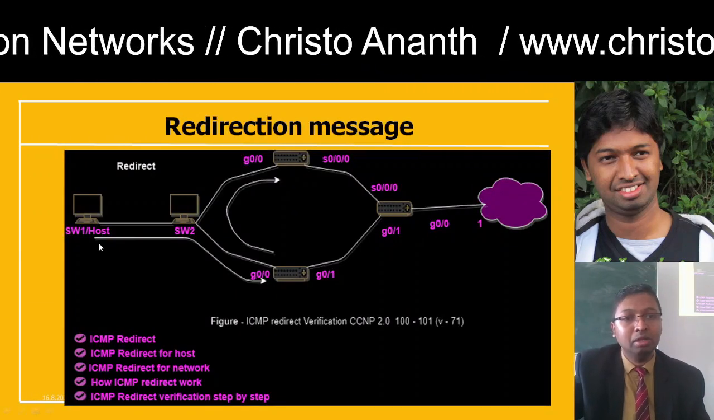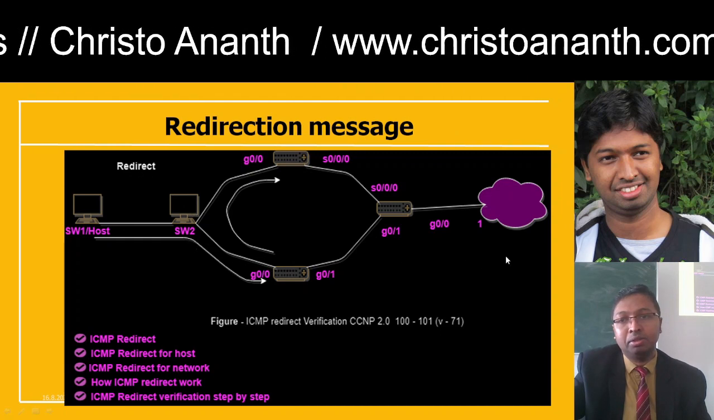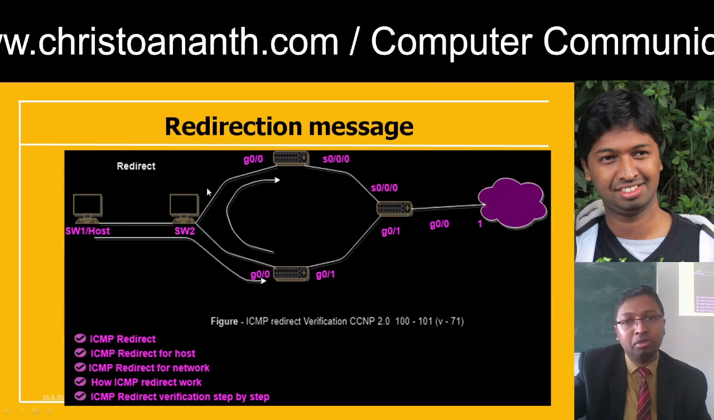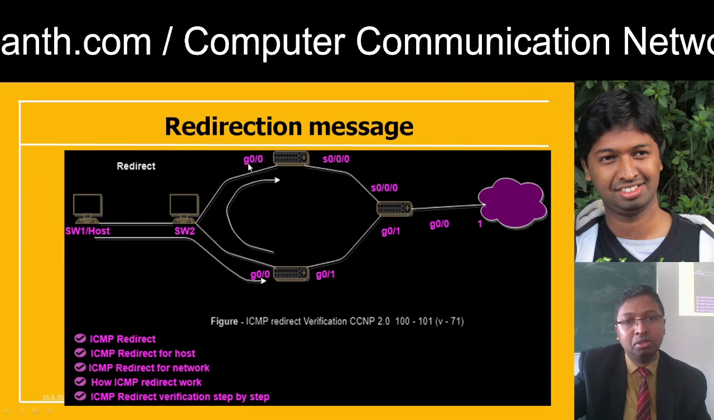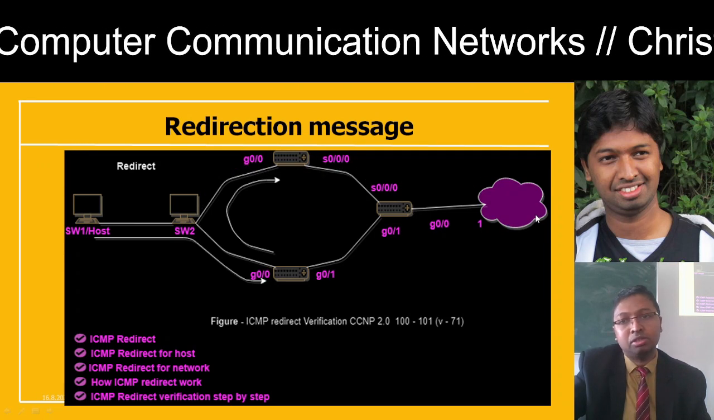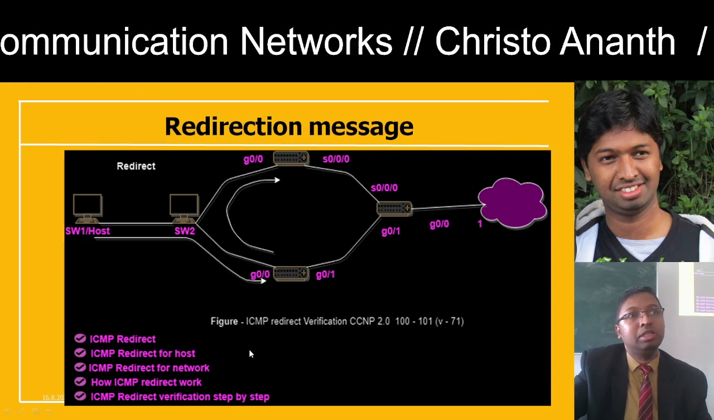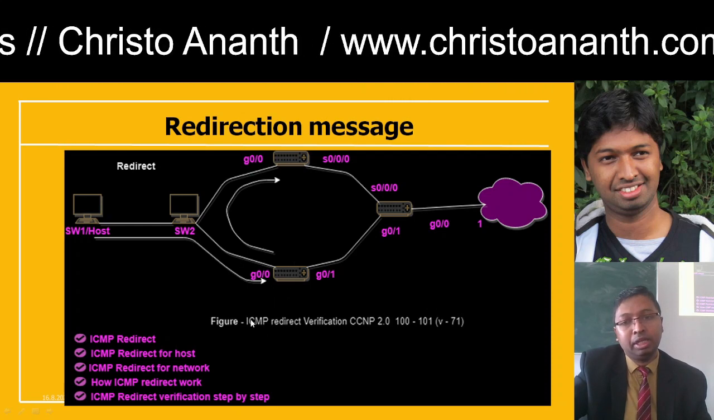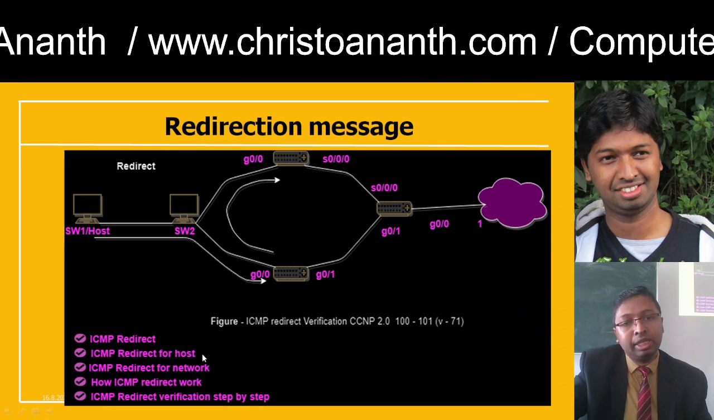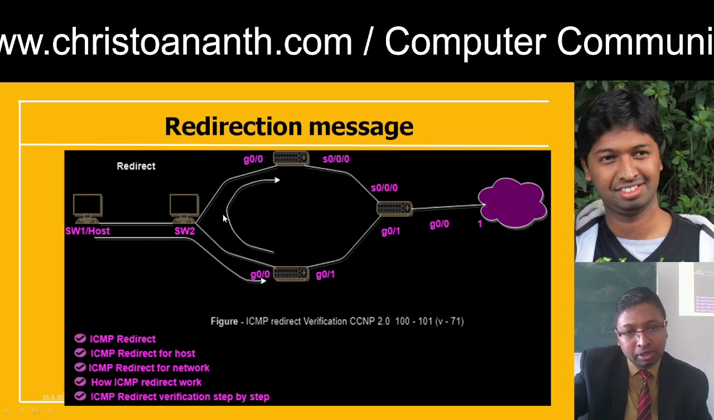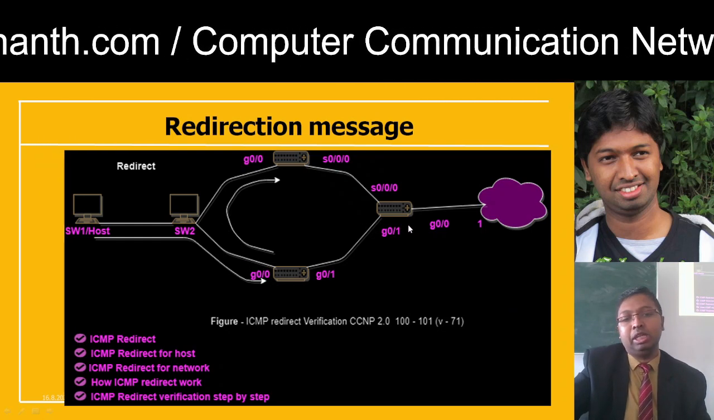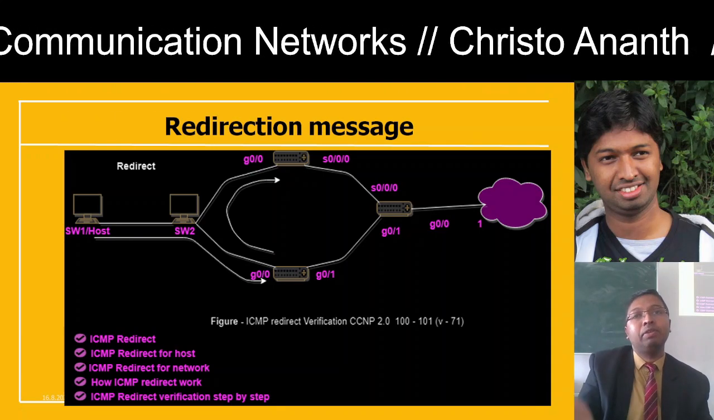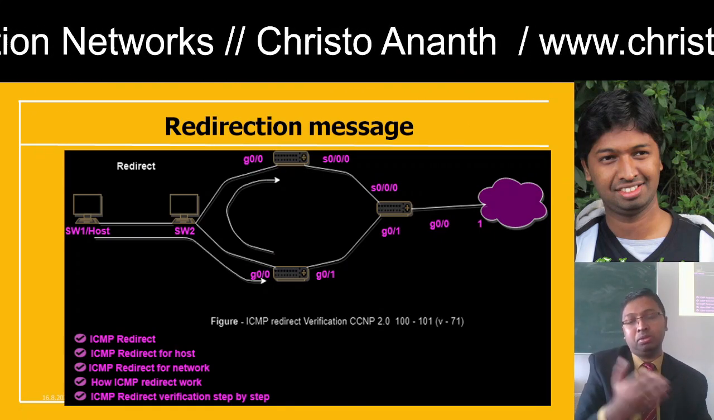So this is the example. We have the host redirect. This is 1, and this is 2. Across 2, it will go through G00, S00, and across to 1. This is the ICMP redirect. We will have the ICMP redirect verification. So it's a redirect for the host, and the ICMP redirect for the network has been established. Then the redirect works successfully, and the redirect verification also takes place step by step.